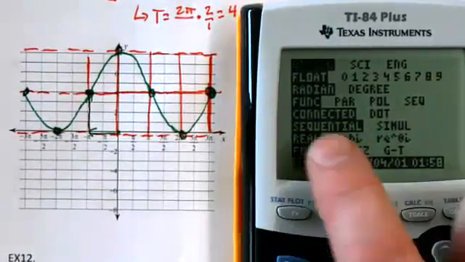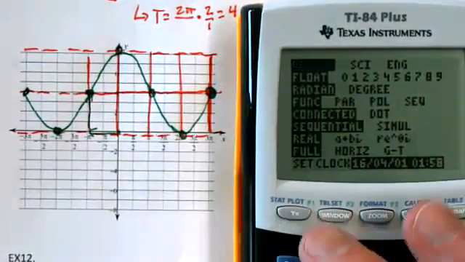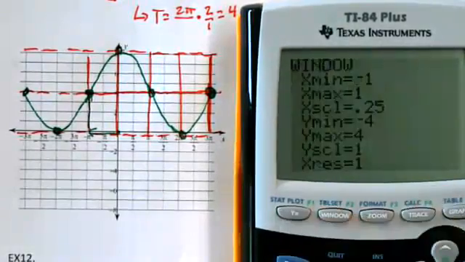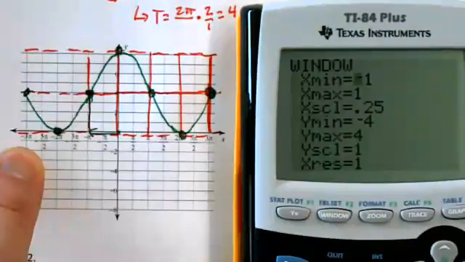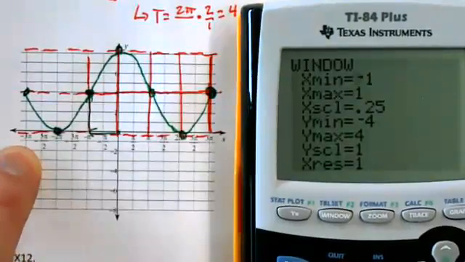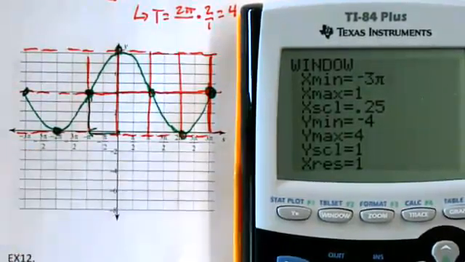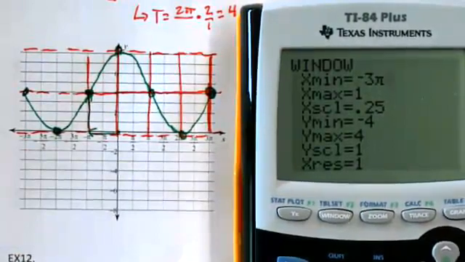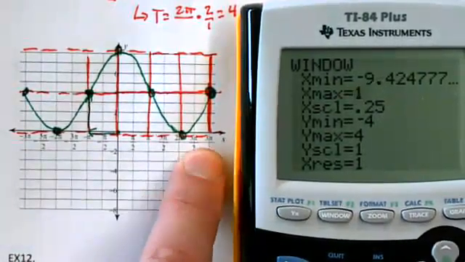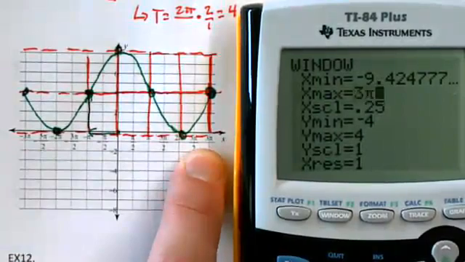Okay, I'm just checking to make sure I'm in radian mode. And then I'm going to go to my window. And this is all kinds of messed up here. So my x, notice that my x starts at -3 pi. So I'm going to type in -3 pi. Now, don't be alarmed when you move your cursor off of that, it's going to turn it into a decimal, -9 point something. Okay, that's all right. Just let it do its thing. My x max is at +3 pi this time. And again, when I move my cursor off of this, it's going to turn it into a decimal. No biggie, we got this.